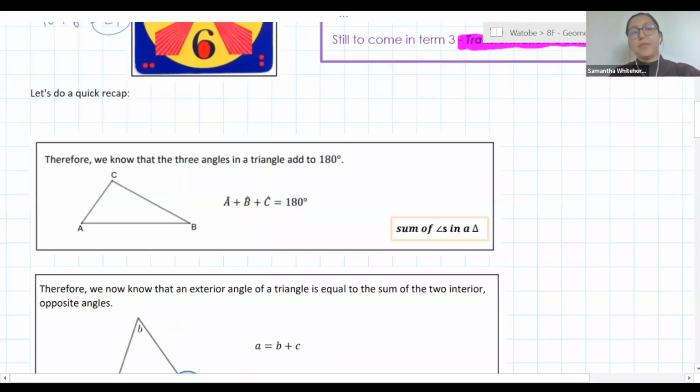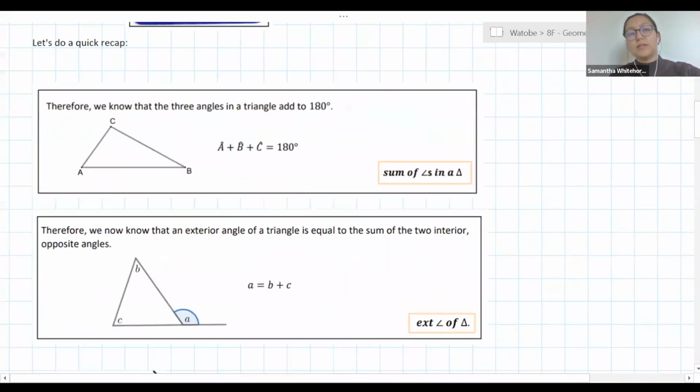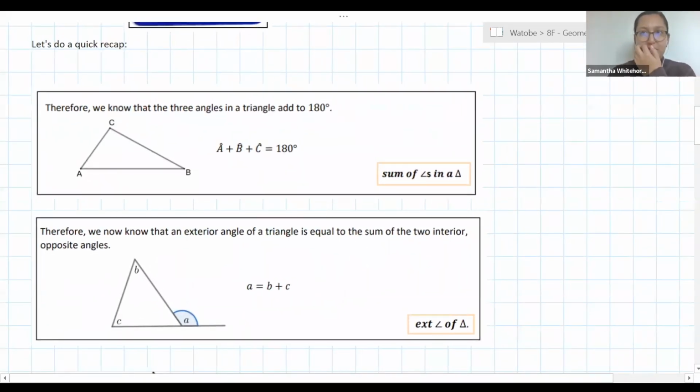Like I said, what we have been doing is talking about triangles. These are the first two reasons that we have spoken about. So those of you that are new, this is what we've covered so far in this course. We've spoken about the fact that angles in a triangle need to add up to 180 degrees. So that was our very first reason, which we give as sum of angles in a triangle.